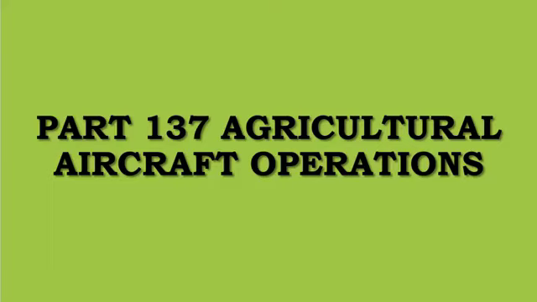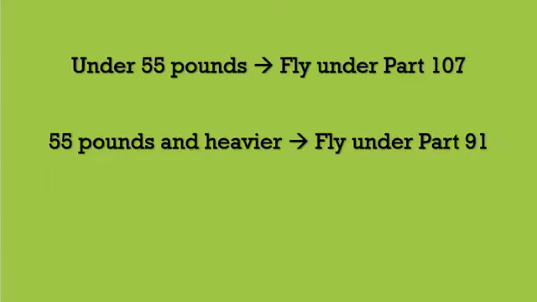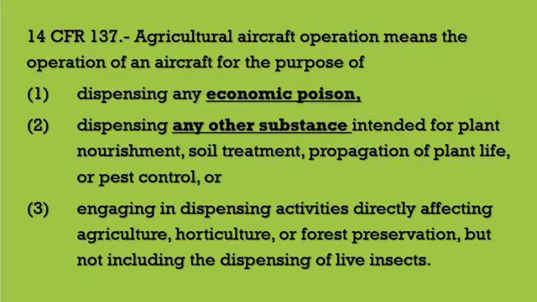So Part 137, Agricultural Aircraft Operations. If you're flying under 55 pounds, you're going to be flying under Part 107. If you are 55 pounds and heavier, you're going to be flying under Part 91. Now, you might be asking, well, when does 137 come into play?